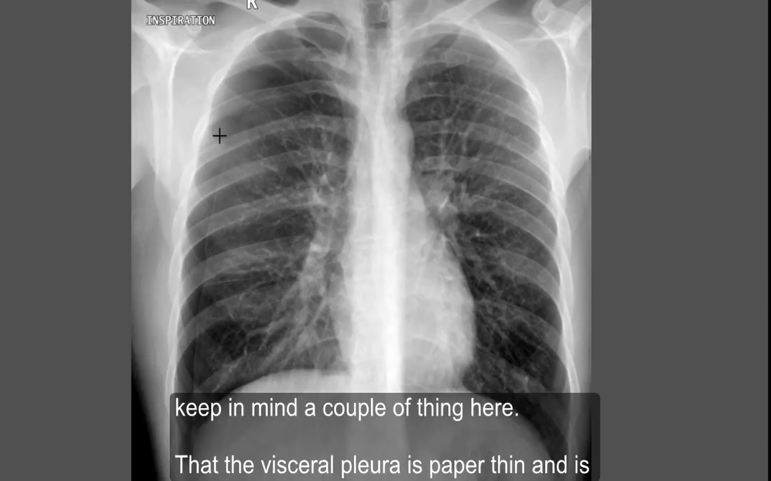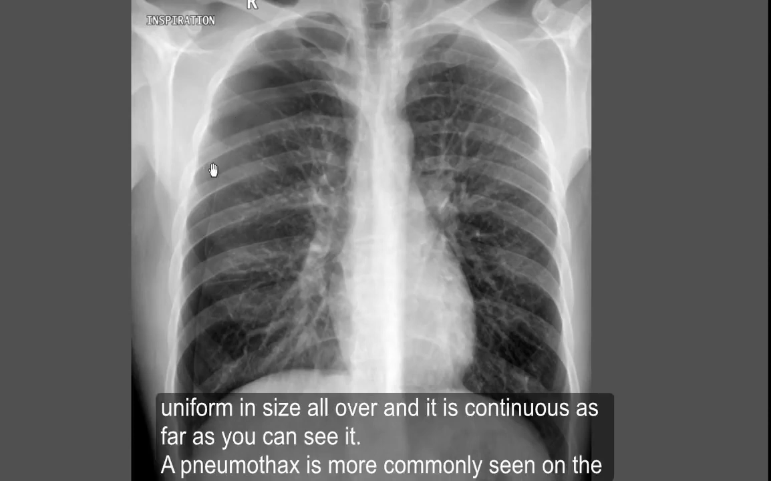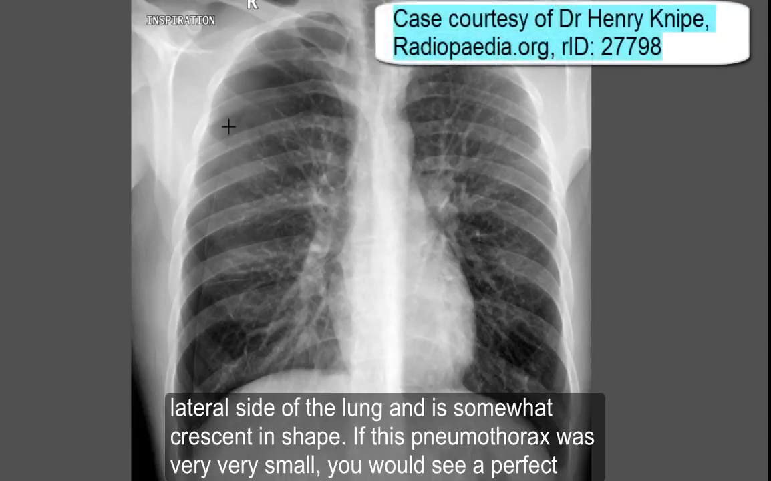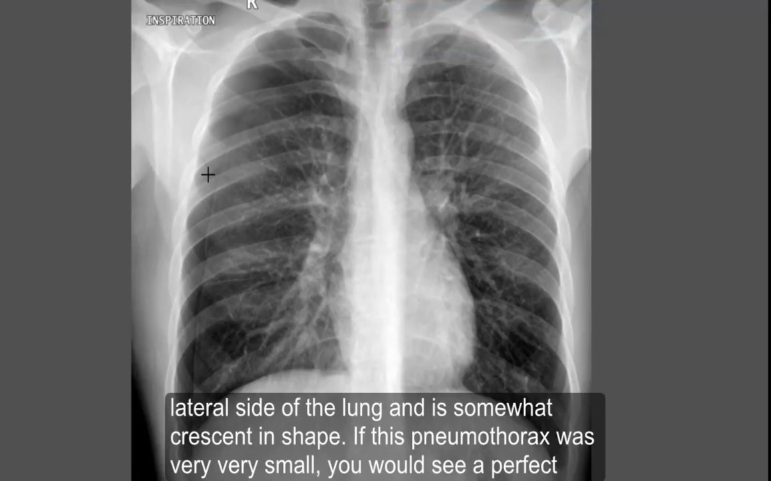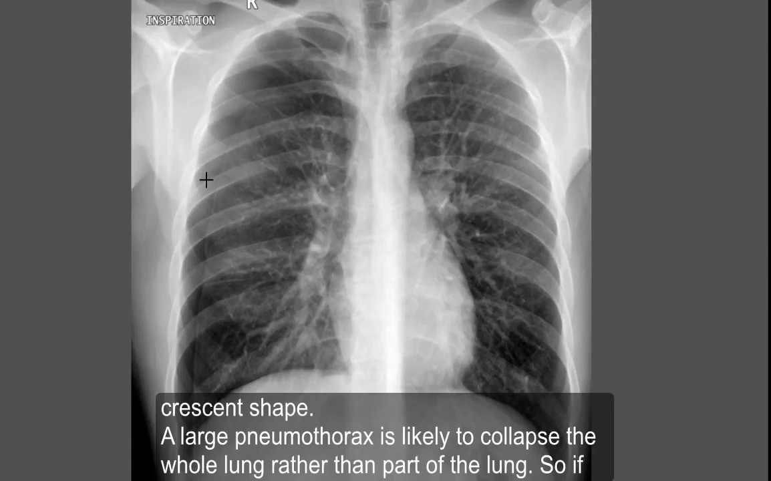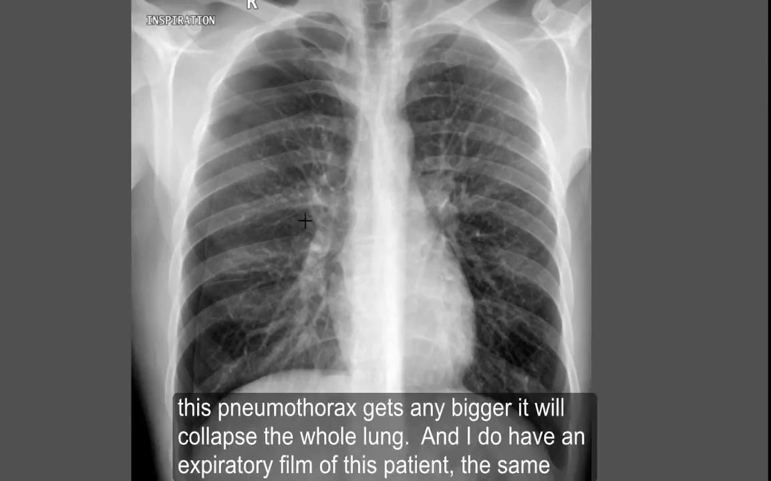Please note and keep in mind a couple of things here: the visceral pleura is paper thin, as you can see here, and is uniform in size all over, and it is continuous as far as you can see it. Pneumothorax is more commonly seen on the lateral side of the lung and is somewhat crescent in shape. If this pneumothorax was very small, you would see a perfect crescent shape. A large pneumothorax is likely to collapse the whole lung rather than part of the lung. So if this pneumothorax gets any bigger, it will collapse the whole lung.